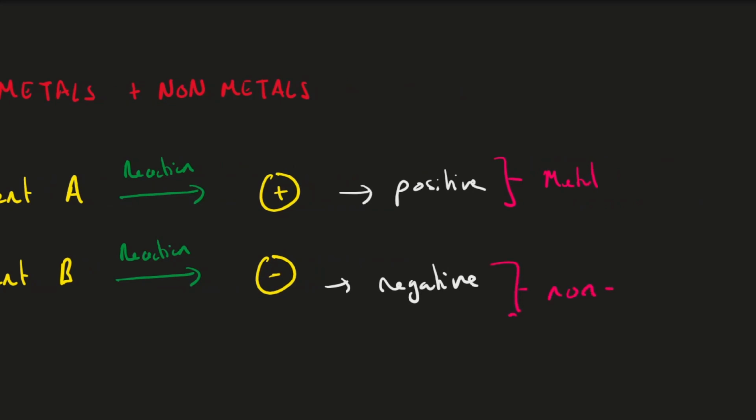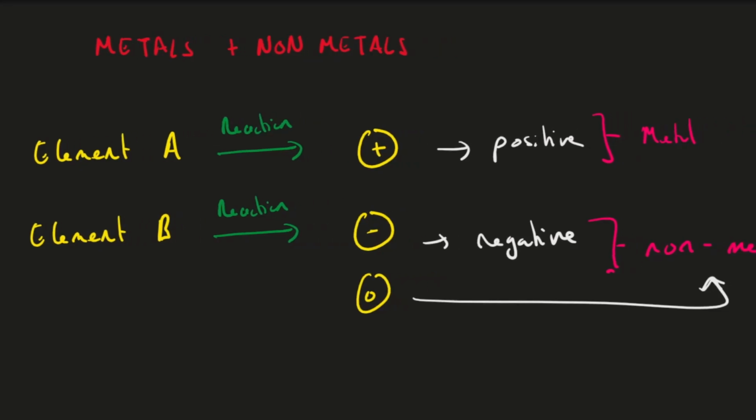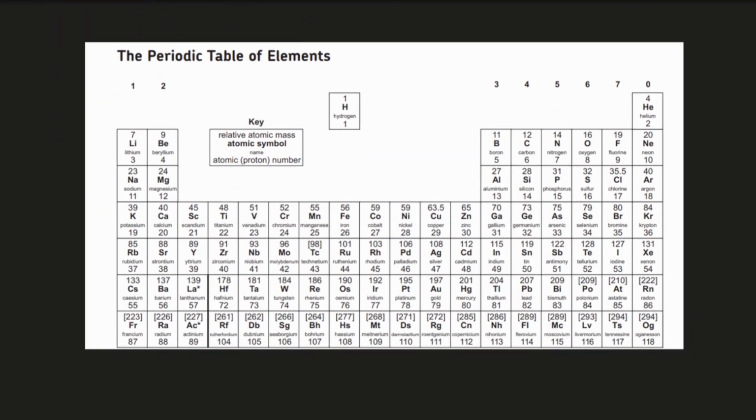So anything that doesn't react to form positive ions is what we call a non-metal. In this case, we have a negative ion, but you could also just have no ion at all. So anything with a neutral charge as well would also be considered a non-metal, okay? So anything that, after the reaction, forms a positive ion, that by definition is what we call a metal.